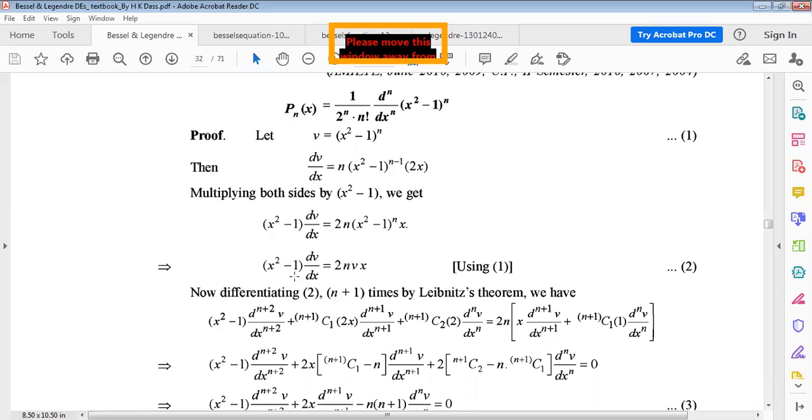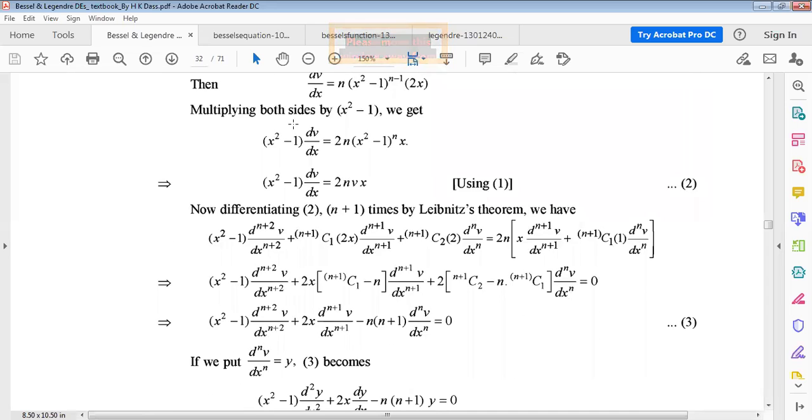And differentiation of x square minus 1, what will be? Twice x, and this will be d^(n+1)v/dx^(n+1). Again n plus 1 c 2, differentiation of twice x will be 2, and this will be d^n v/dx^n. On the right side, twice n, this is actually the UV method, x into d^(n+1)v/dx^(n+1) plus n plus 1 c 1, the differentiation of x is 1, and it will be d^n v/dx^n.